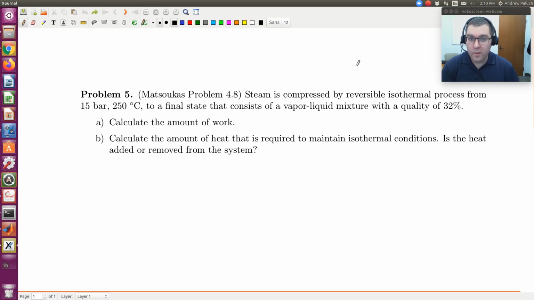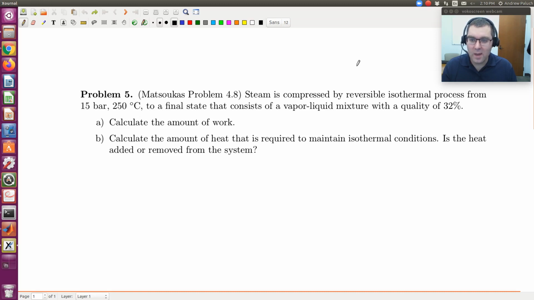All right, here's a fun one. So we're told steam is compressed by a reversible isothermal process from 15 bar, 250 degrees C, to a final state that consists of a vapor-liquid mixture with a quality of 32%. Calculate the amount of work and calculate the amount of heat that's required to maintain isothermal conditions.